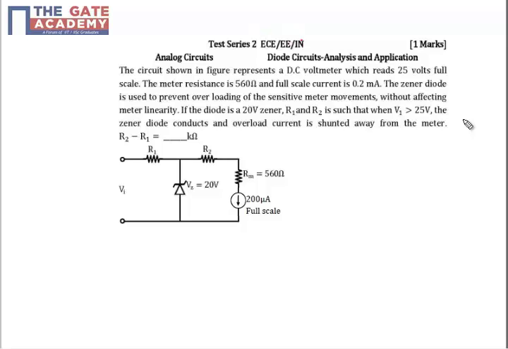Hello friend, this question is from the part test 2. Subject name is analog circuit, topic name is diode circuit and analysis, and it is a 1 mark problem. In the circuit you can see that a Zener diode based circuit is given to us.